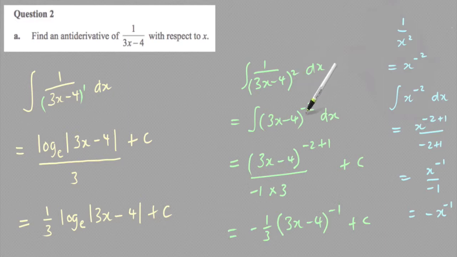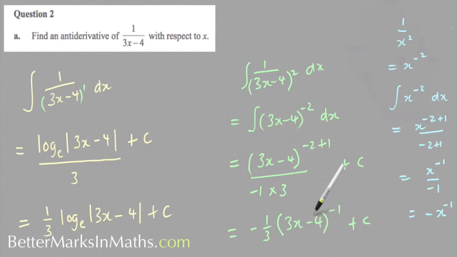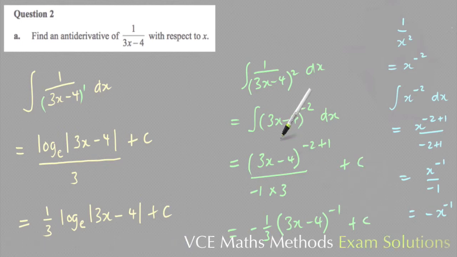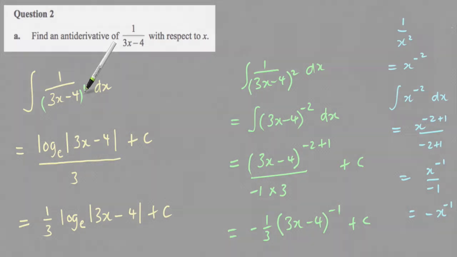And you do this in the same way. So set it up as 3x minus 4 to the minus 2, antiderive it by adding 1 to the power, dividing by that new power, so minus 2 plus 1 is minus 1. You also have to divide by the derivative of what's in the bracket here, which is 3, and then this becomes minus 1/3, 3x minus 4 in brackets to the minus 1 plus a constant, or leave out the constant. So two different ways of antideriving this kind of question depending on what the power is on the linear function.